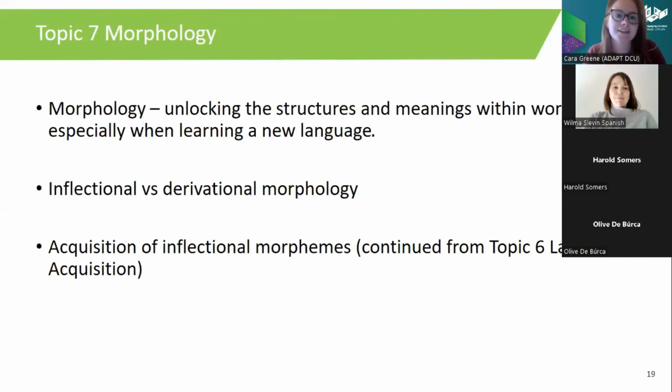Topic 7, morphology. So it's unlocking the structures and meanings within words. This is very important, obviously, when we're going on to learn new languages. And this focuses on inflectional versus derivational morphology, and the students get a chance to do an exercise on inflectional morphemes. So this very much continues on from topic 6, language acquisition.